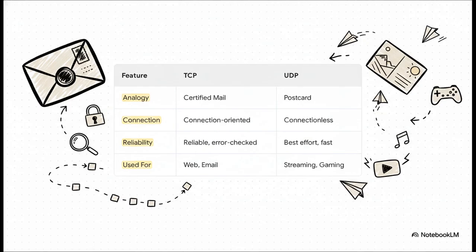This slide does a great job breaking down the two main ways to ship data. Think of TCP as certified mail. Yeah, it's a little slower because it sets up a connection, it numbers every little piece of data, and it checks to make sure everything arrived perfectly. You absolutely need this for something like an email or loading a web page. On the other hand, UDP is like a postcard. It's way faster because it just sends the data out and kind of hopes for the best, which is perfect for video streaming or online gaming where raw speed is way more important than catching every single little error.